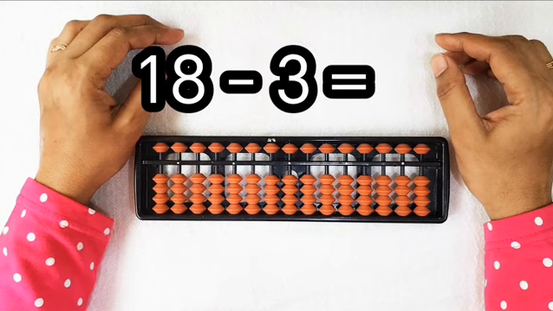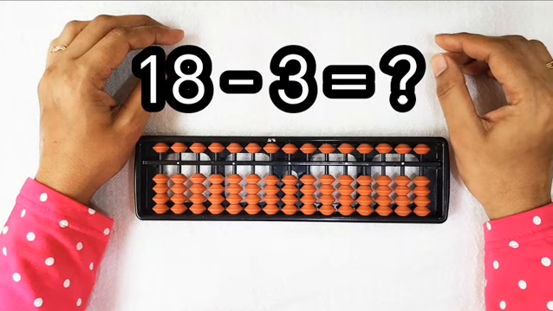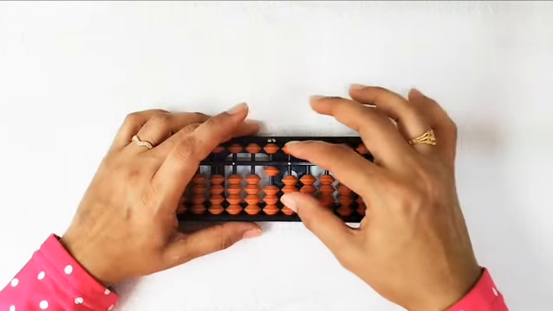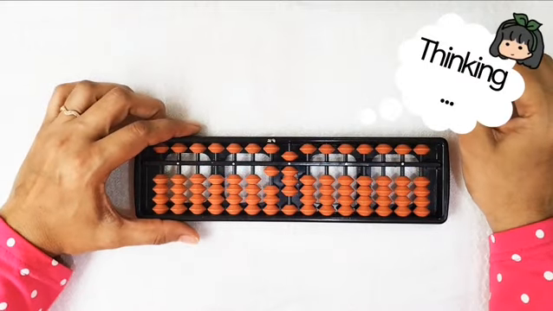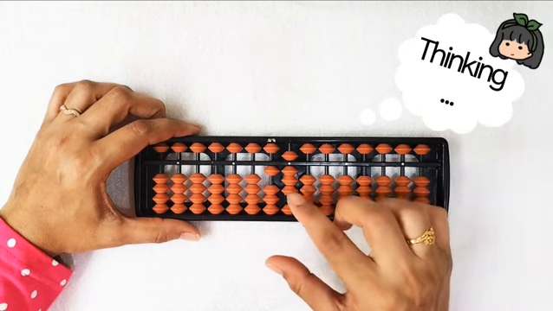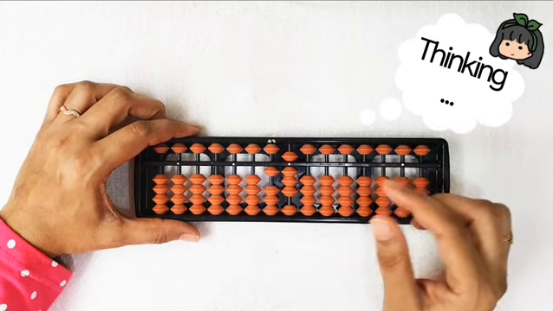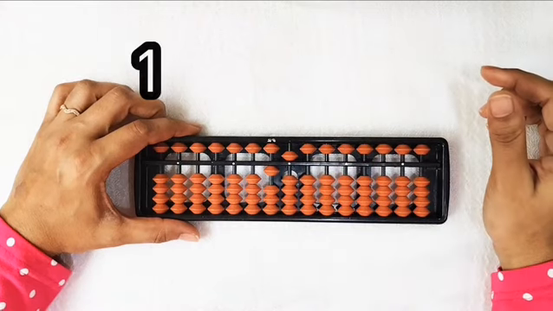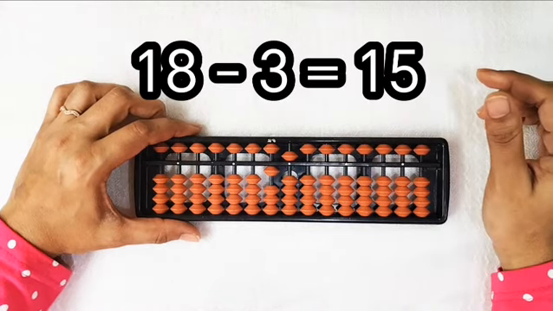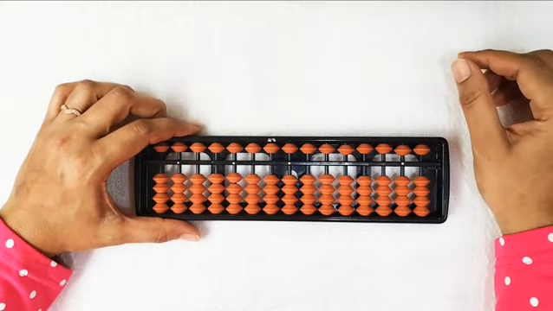18 less 3. 18. 1 and 8 less 3. Now I have to check, do I have enough beads to less? Yes, I do have 3 beads. So less 3. So my answer is 15. Next one.